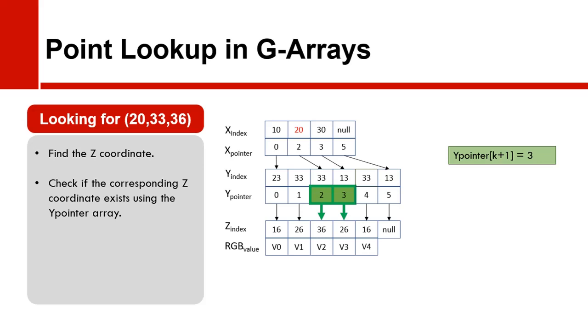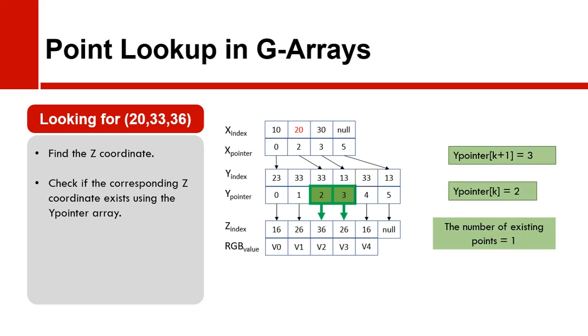Then the index of the point found in the y-pointer array is used to find the corresponding z coordinate. The difference between y-pointer 3 and y-pointer 2 shows the number of points with x and y coordinates equal to 20 and 33 respectively, and the pointers of y-pointer 2 and y-pointer 3 in the y-pointer array show the candidate locations for finding the corresponding z coordinate in the z-index array.